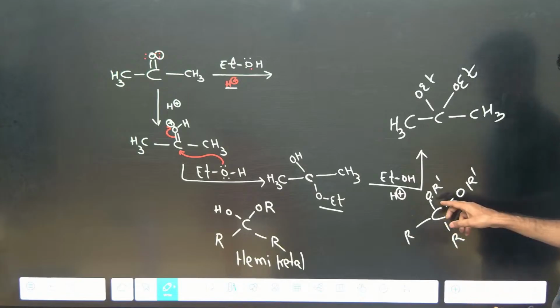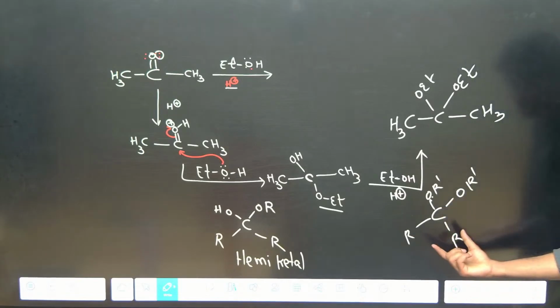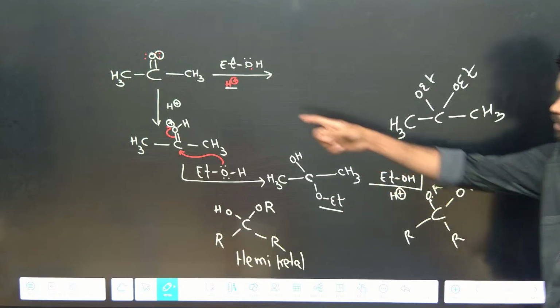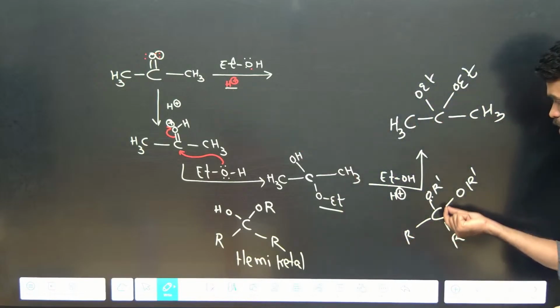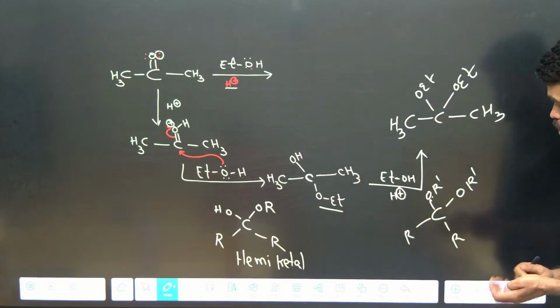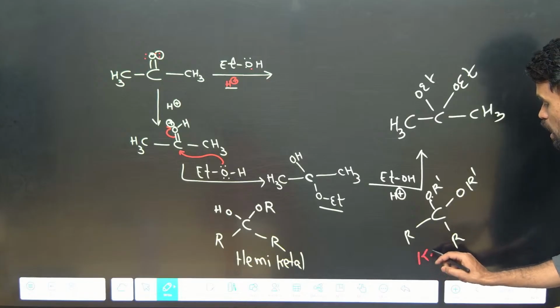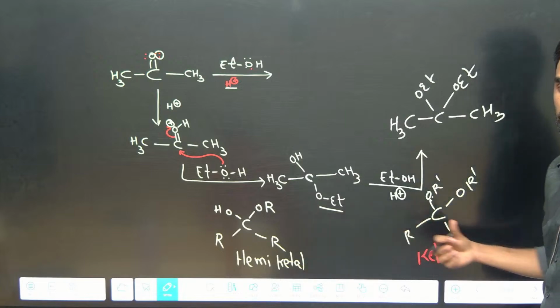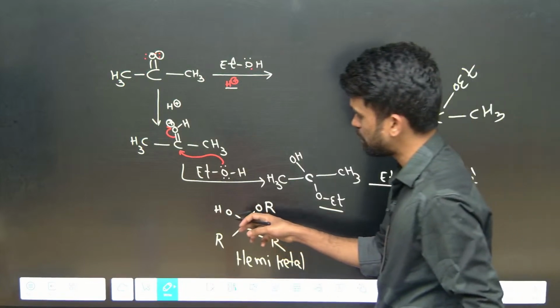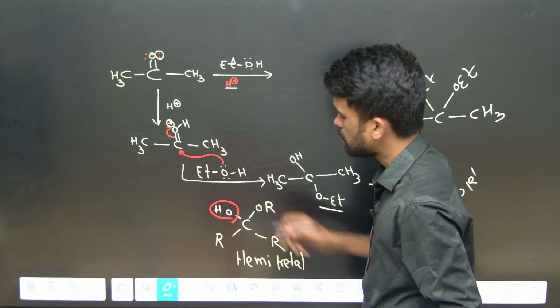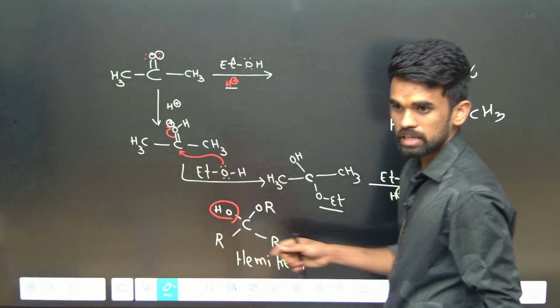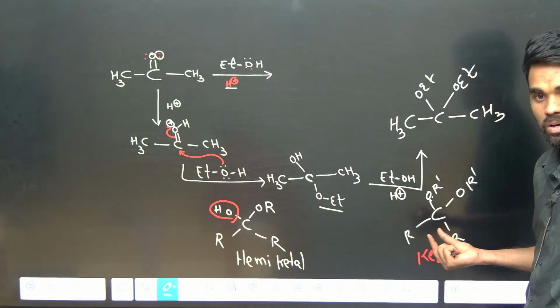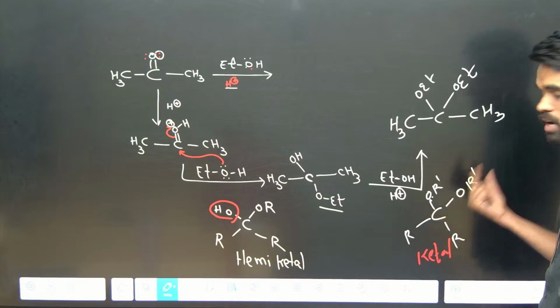So whenever from a ketone we get on the same carbon 2 alkoxy groups, you should call it a ketal. So this is hemiketal, and this is ketal. What is the difference between ketal and hemiketal? Hemiketal has an OH, ketal has both OR groups only, alkoxy groups only.